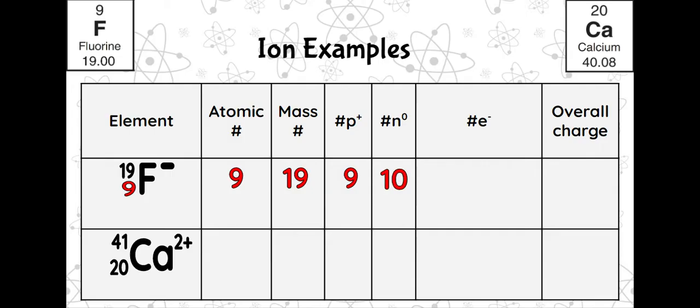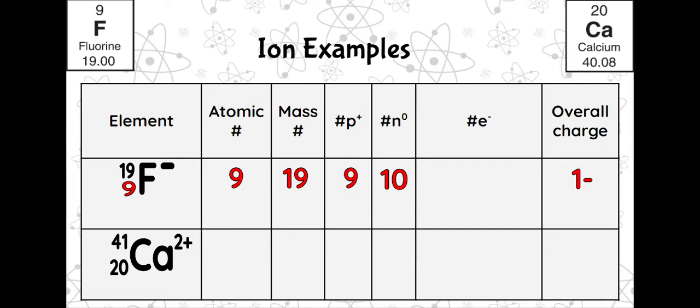This time we're going to have to figure out electrons. Let's go to overall charge. So the overall charge of this is a negative. We're going to say, because it doesn't have a number, that's just -1. So you can either write the negative in the front or the negative in the back. I prefer it like this. So it's got a 1 minus charge.